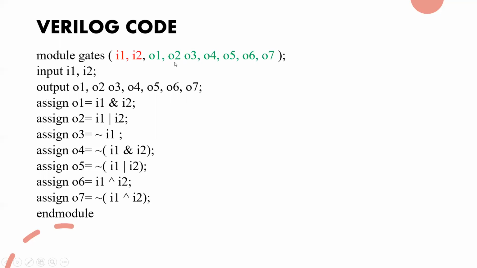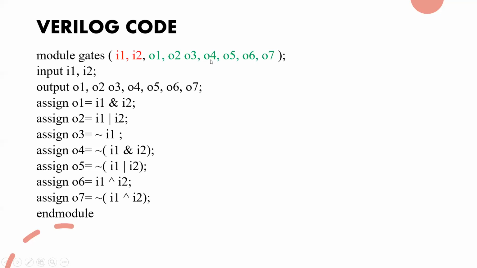Next, we'll realize OR gate. So OR gate's output we'll take it as O2, and we'll assign it as assign O2 is equal to I1 ORed with I2. Next we have NOT gate. NOT gate output, we'll take it as O3 and we'll assign it as assign O3 is equal to negation of or the complement of I1 or I2. You can take whichever input you want. Here we have taken I1.